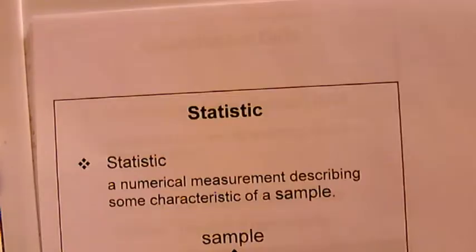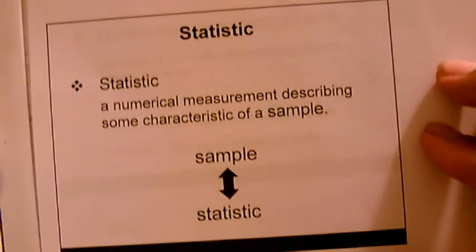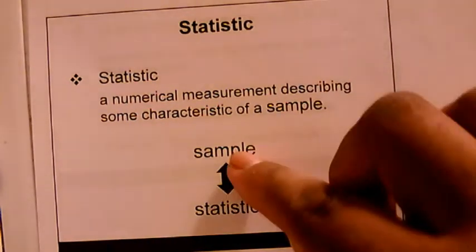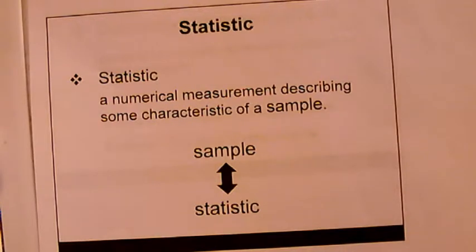And then the other one is a statistic. It is a numerical measurement describing some characteristic about a sample. So in this case, we have sample and statistic. Those two go together. They start with the letter S, so that can help you remember that statistic deals with a sample, and a parameter deals with a population.